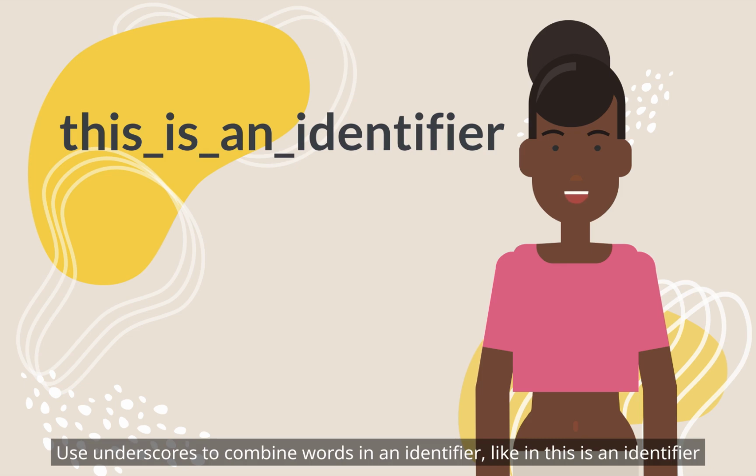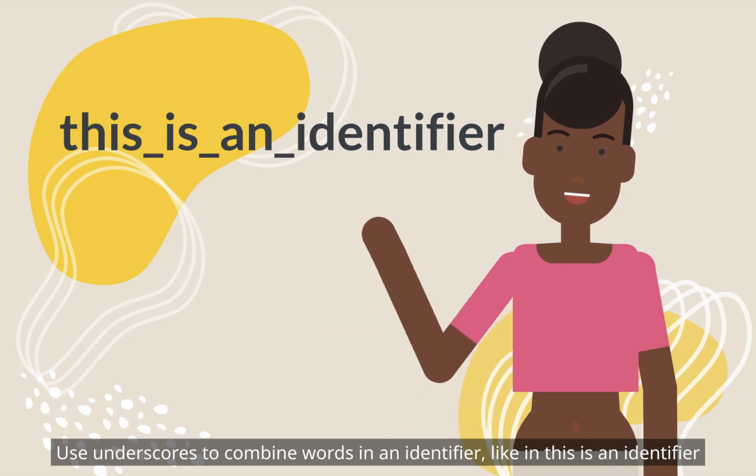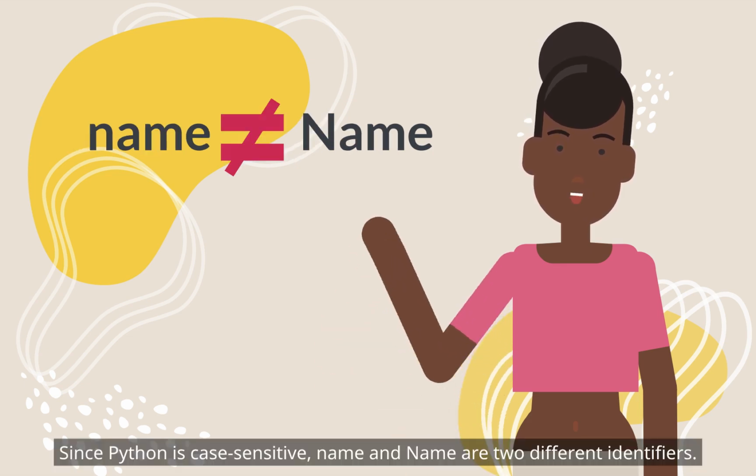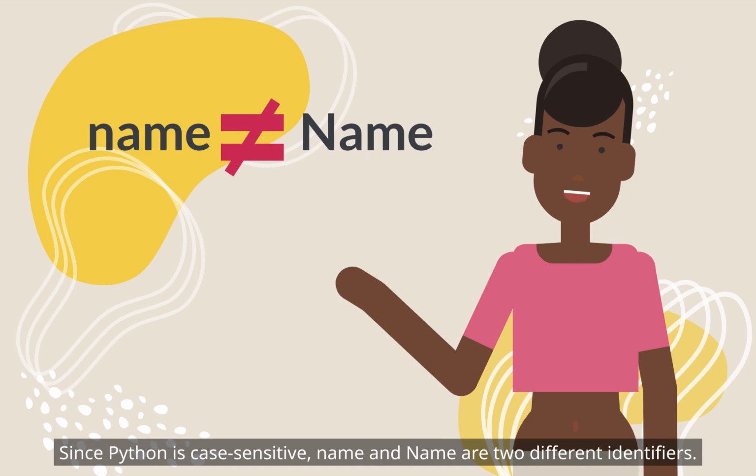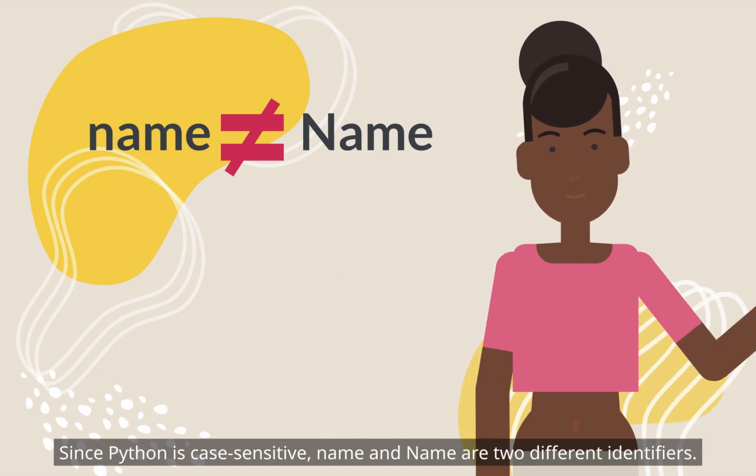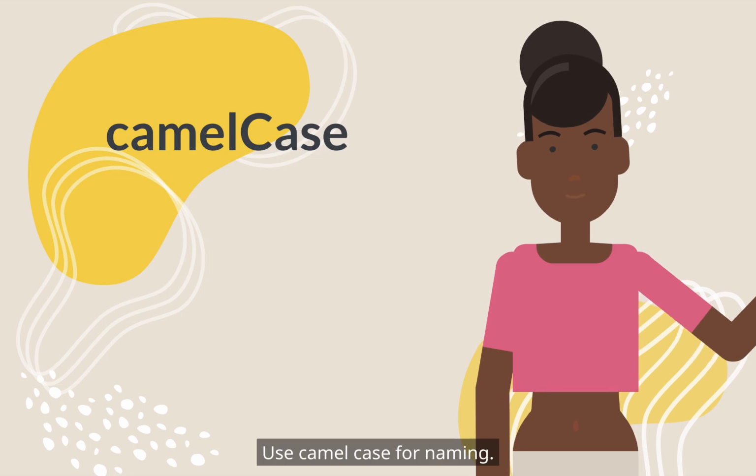Use underscores to combine words in an identifier, like this_is_an_identifier. Since Python is case sensitive, name and Name are two different identifiers. Use camel case for naming.